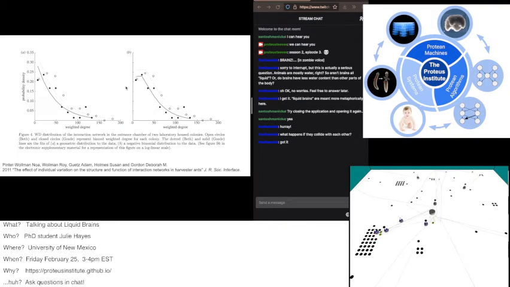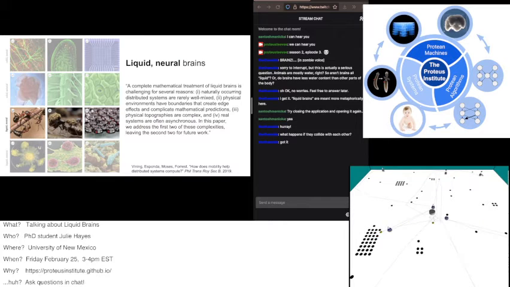And then this is that heavy tail distribution, right? So we're starting to see some patterns, the first pass stuff that we're expecting to see. Remember the problem with liquid brains: the physical topographies are complex and they're often asynchronous. So these are problems we're thinking about.